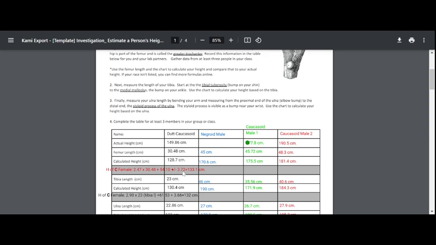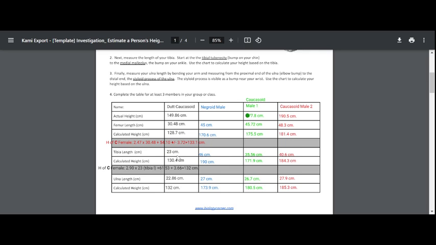In this case, it probably would have been wiser to subtract to get closer to the calculated heights, okay? But yeah, just keep in mind that the plus or minus just means that you can either add or subtract this last number right here. Okay, and then my tibia length is 23 centimeters. My calculated height from the tibia length is 130.4 centimeters.